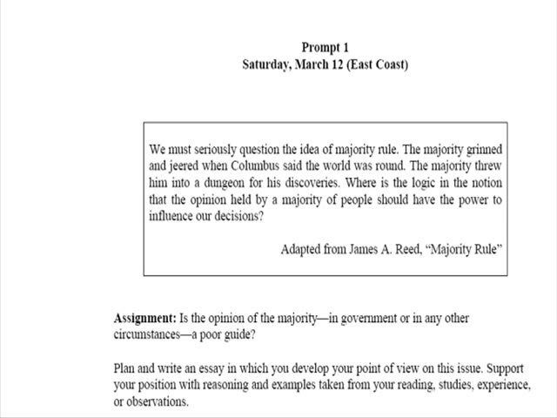The prompt dissection technique involves basically 3 different steps. You ask a question. First, you find out what are the main concepts. So, for example, in this prompt, if we look at it, it says, assignment: is the opinion of the majority in government or in any other circumstances a poor guide? So basically what you do is you take a look at the main words here.